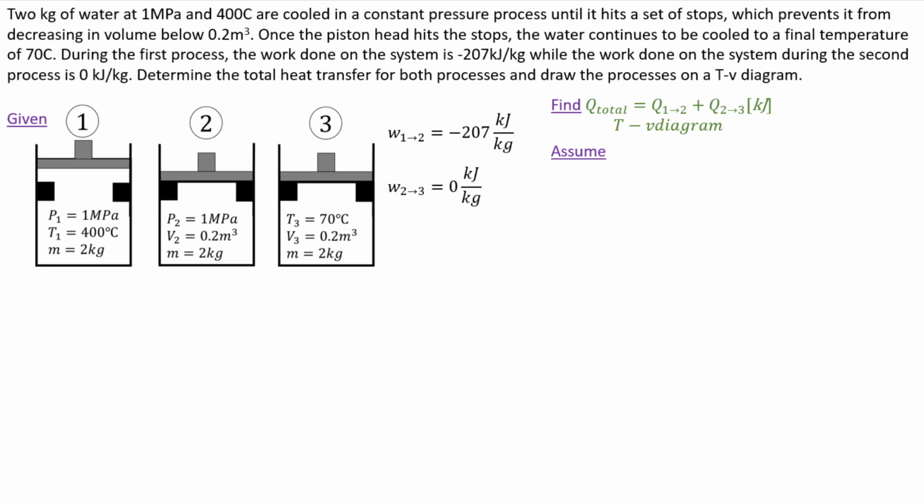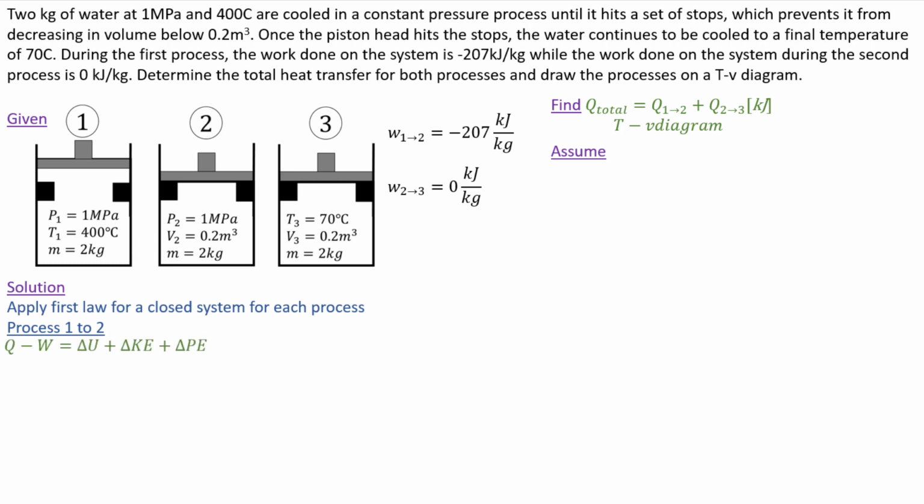And we want to find the total amount of heat transfer, so that would be the heat transfer for the first process and the second process. And then we want a T-v diagram. First, we're going to apply the first law for each of these processes. Let's start with the process from state 1 to state 2.